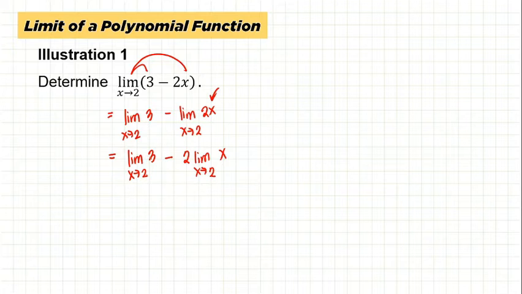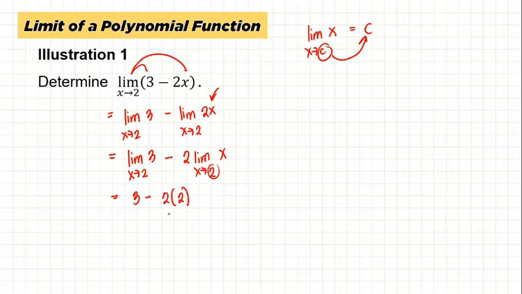From that, for the limit of 3 as x approaches 2, take note that the limit of a constant is the constant itself. So the answer will be 3 minus 2 times the limit of x as x approaches 2. This is the second limit theorem, right? The limit of x as x approaches c is equal to c. So whatever your c here, that will be your answer. Here we have 2 as our c, so the answer will be 2. And 3 minus 2 times 2 is equal to negative 1. So this will be our limit.